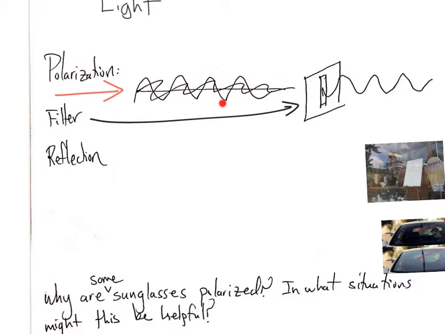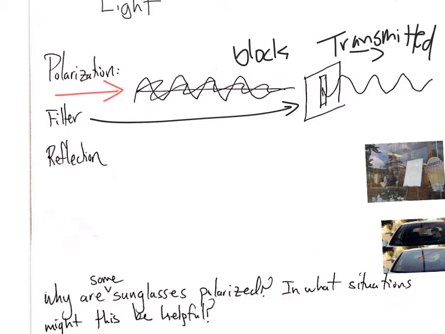All of the light waves that have their electric field to the side get blocked, and only the one that has the electric field up and down passes through. So we say this is transmitted, and the others are blocked. So the light is oriented in a certain direction.